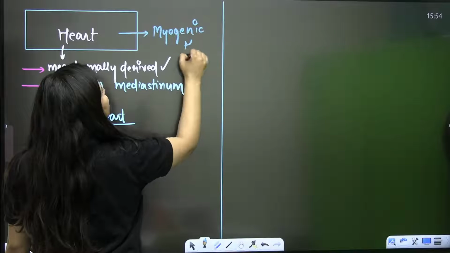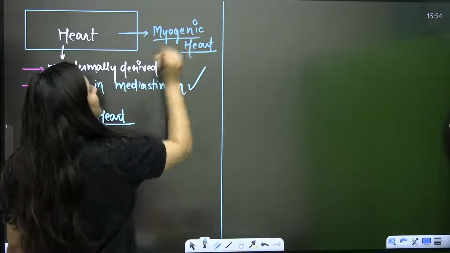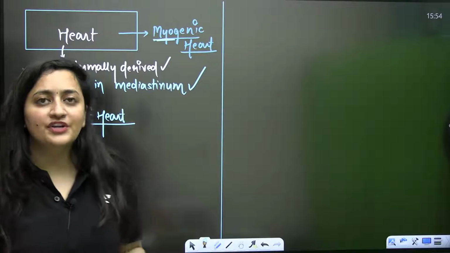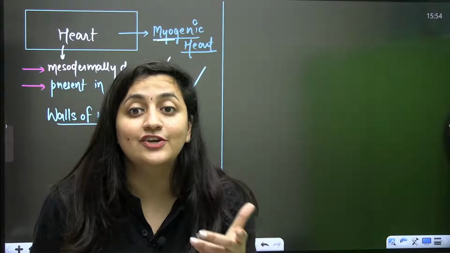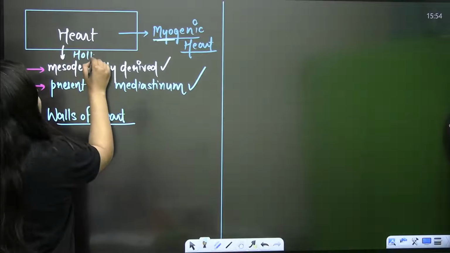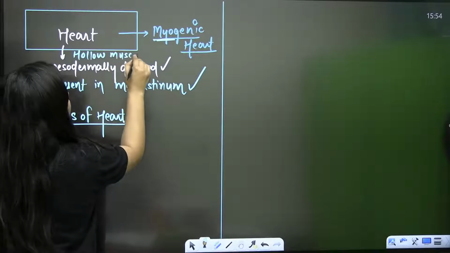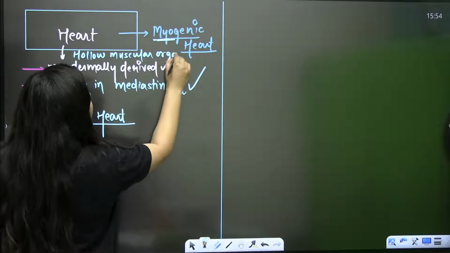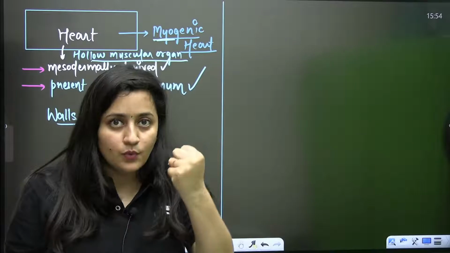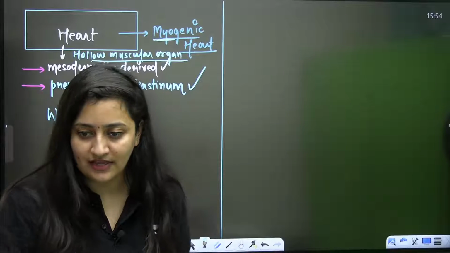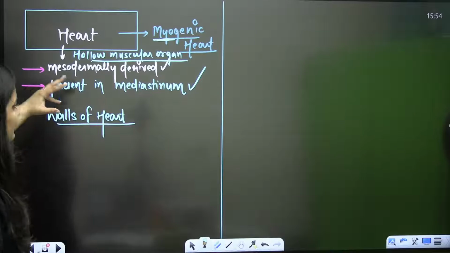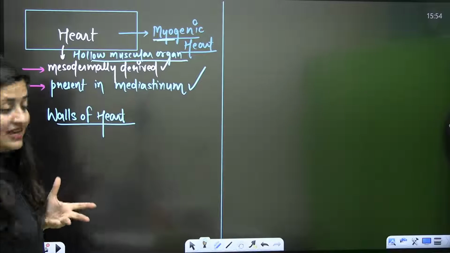What type of heart is it, students? It's a myogenic heart. Myo means muscular. The word myo is associated with muscles. It's a muscular heart, right? It's a hollow muscular organ. What is our heart? It's a hollow muscular organ. It's myogenic, bache. You will see special modified patches of muscles which will start the wave of contraction and relaxation. Are you getting it? So human heart: myogenic, hollow muscular organ, mesodermally derived, present in mediastinum, right?